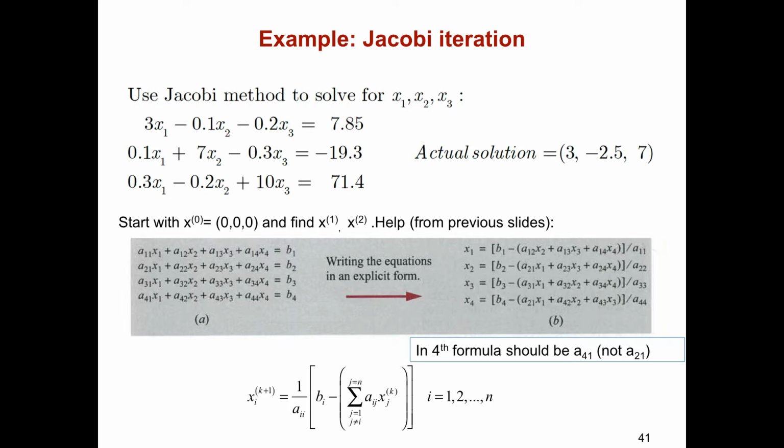Yeah, so that's what I was asking. So then whenever you get to the next, like the second line, you're going for X2, then for X1, you use 2.62. Yes.